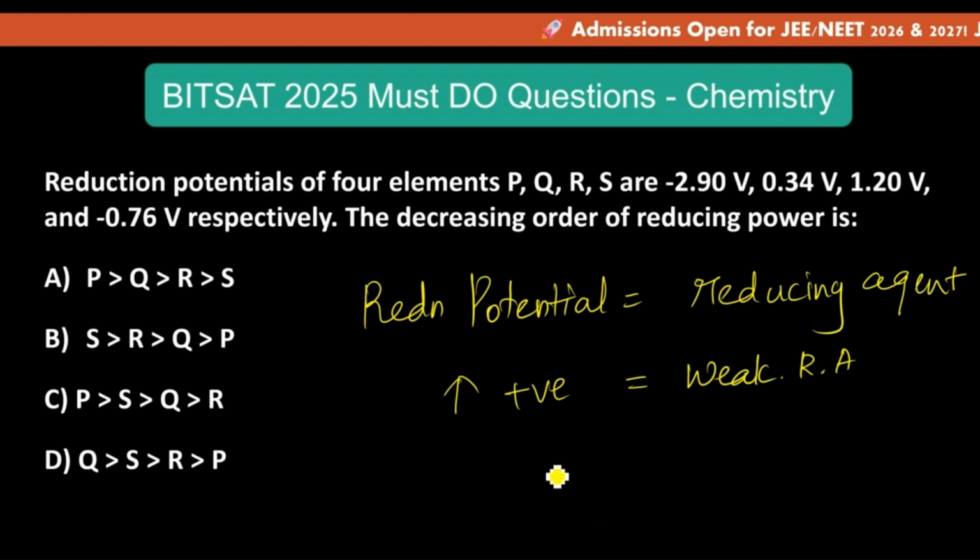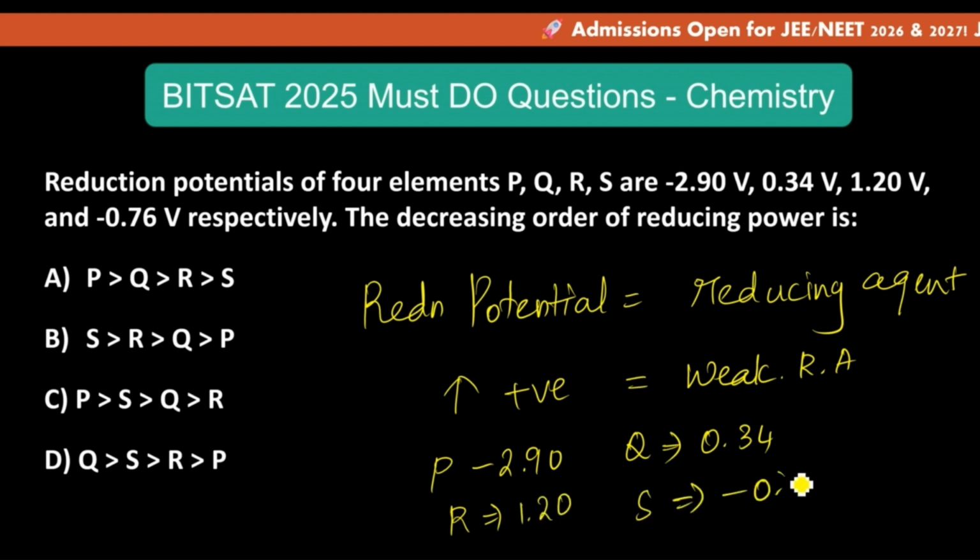So here the values are given. P is minus 2.90, Q is 0.34, R is 1.20, S is minus 0.76. Which is having the more positive value? R is having the more positive value. That will be having the least reducing power, as I told you. So R needs to be least. Then comes Q, then comes S and P.